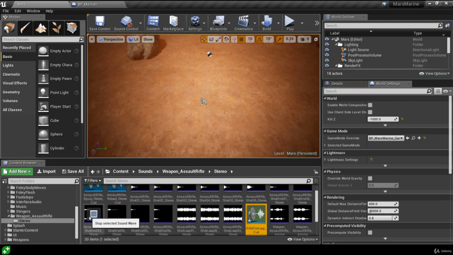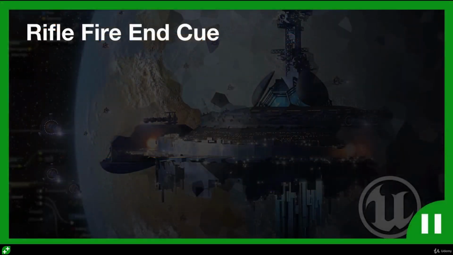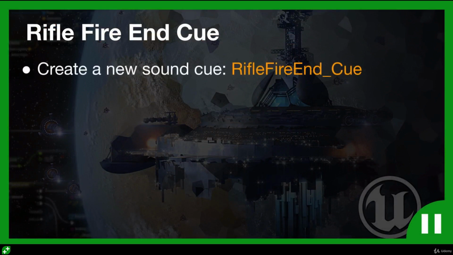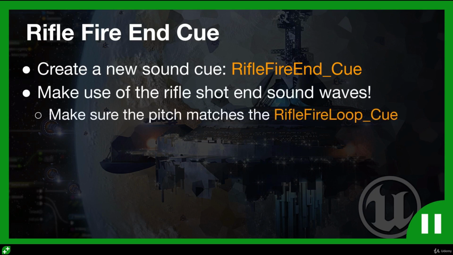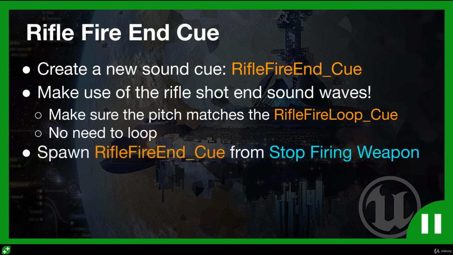So we're going to spawn these whenever we call our stop firing weapon function, but I'm going to challenge you to set this up. Create a new sound cue called Rifle Fire End Cue. Make use of the rifle end shot sound waves. You might want to make sure that you match the pitch of your looping fire sound, but you won't need to loop these end shots. And the big step to this is to make sure that you spawn this new sound cue whenever you stop firing. So pause here to set this up, and then we can wrap up this lesson.